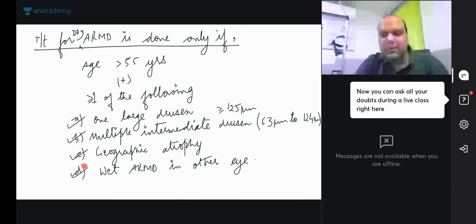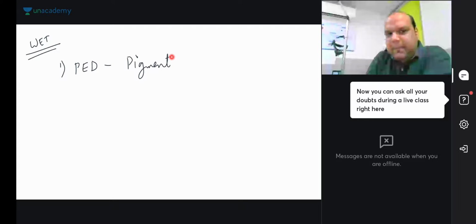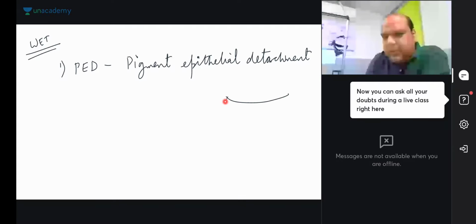In wet AMD, there were two signs, everybody. What were the two signs of wet AMD? Number one, PED. Full form of PED was pigment epithelial detachment. So again, I'll just simply try to tell you this, everybody.